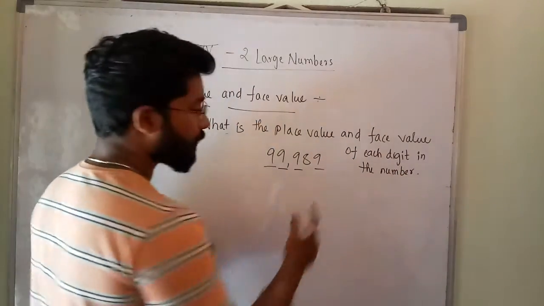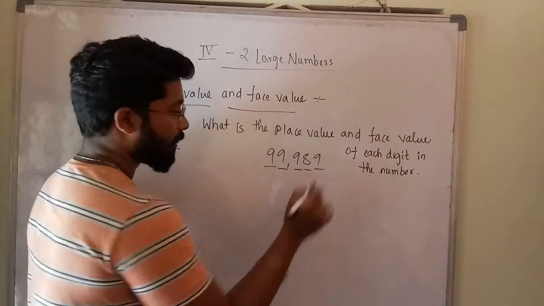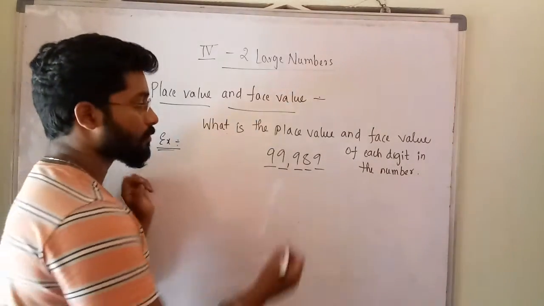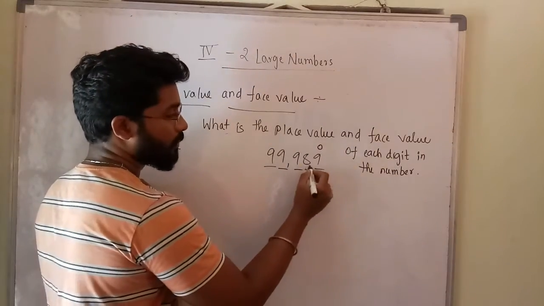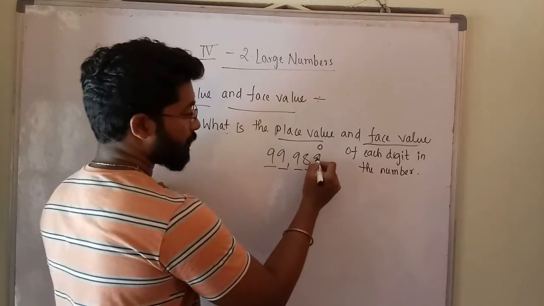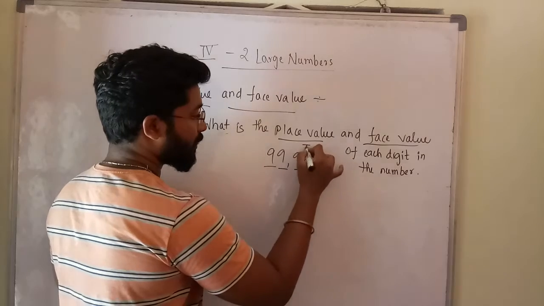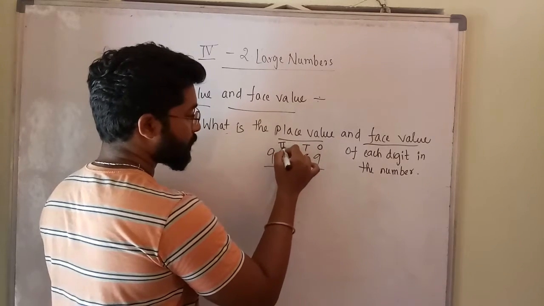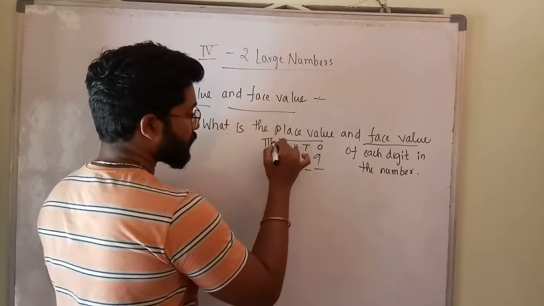So for every digit we have to find out. Here in this number, four 9s are there and one 8 is there. This 9 is in ones place. For every digit you have to find the place value and face value. This 9 is in ones place, this 8 is in tens place, this 9 is in hundreds place, this 9 is in thousands place, this 9 is in 10,000s place.